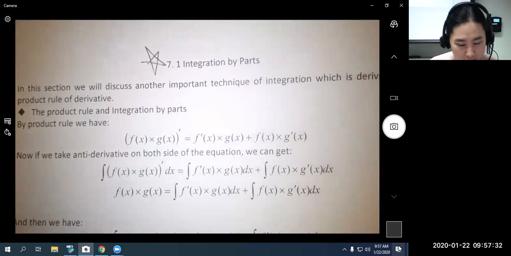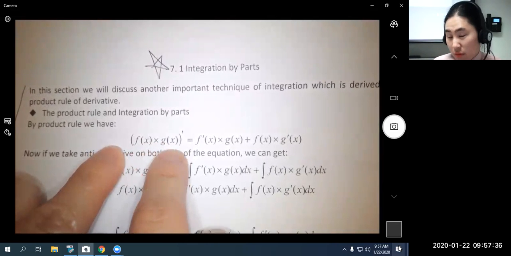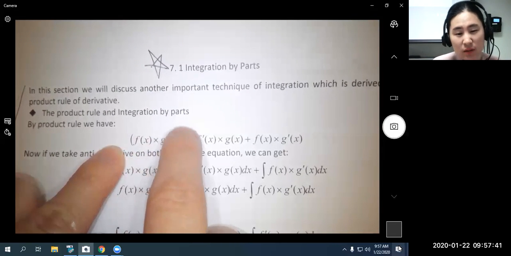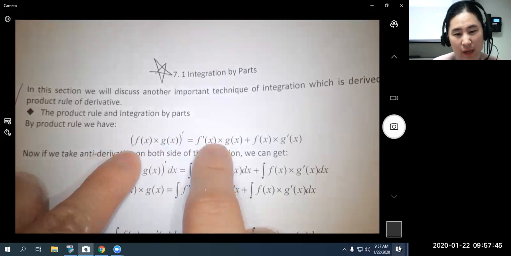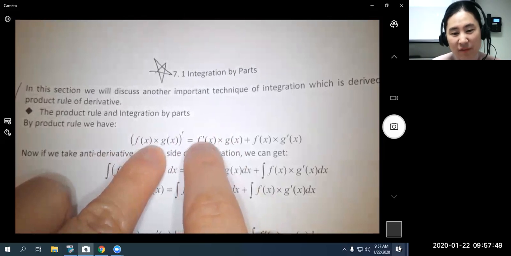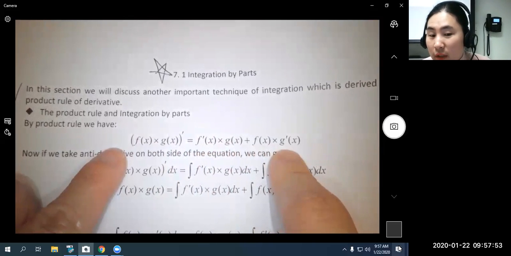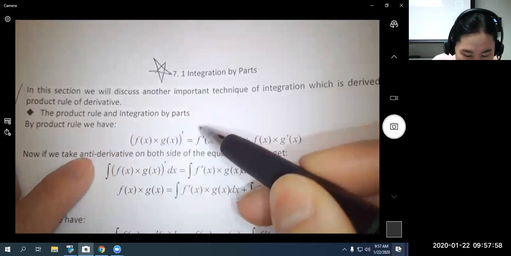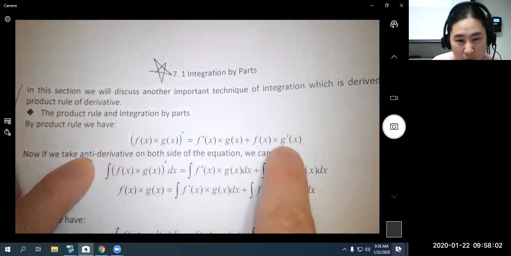We know the product rule: if we have a product of two functions, f and g, the derivative of the product equals what? We differentiate one of the functions and then multiply by the other. So the derivative of f times g equals f prime times g plus f times g prime. Everybody knows this, right? This is the product rule. Now what we're going to do is integrate both sides of this equation.